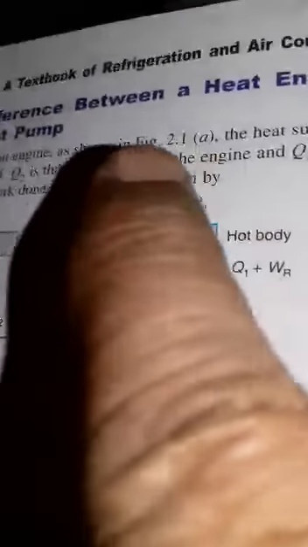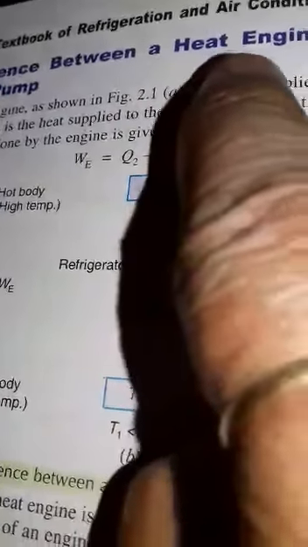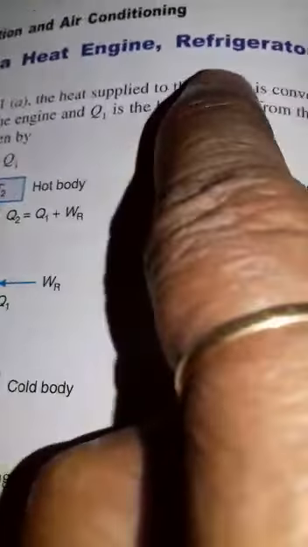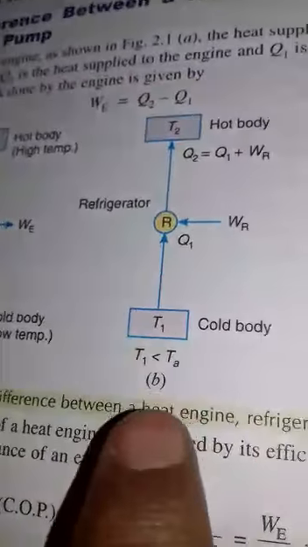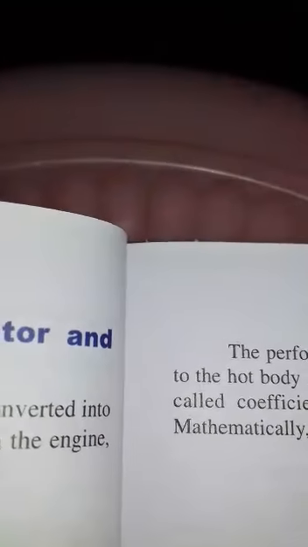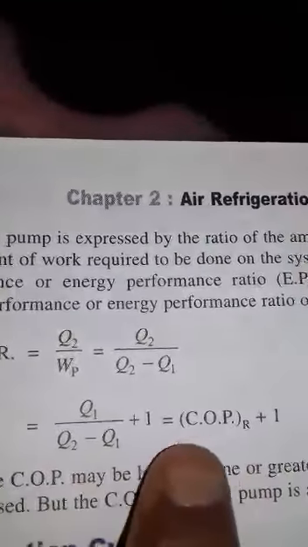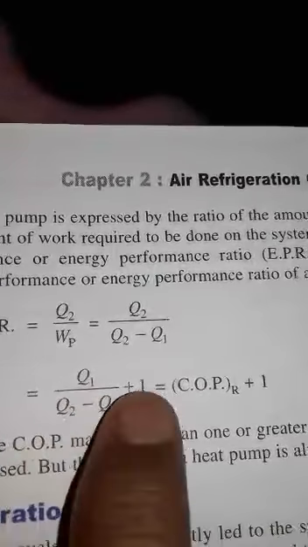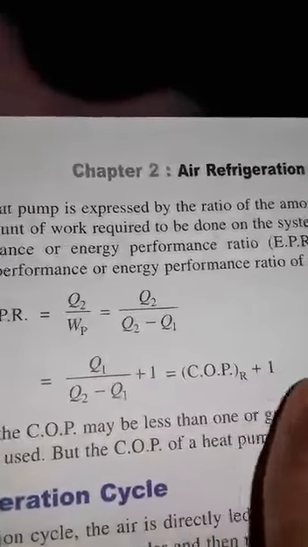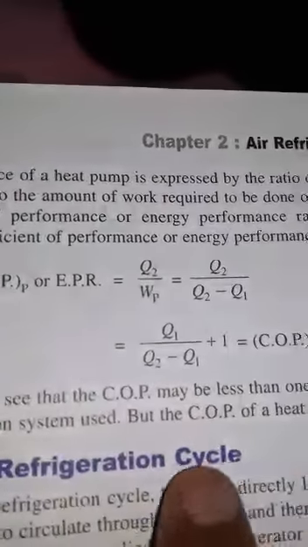Normally this question comes, predict the difference between the three: heat engine, refrigeration and heat pump. So this is the difference between the three, and the relation between the COP of the heat pump and refrigeration has been shown over here. COP of refrigerator plus 1 gives you the COP of the heat pump, or energy performance ratio of the heat pump.